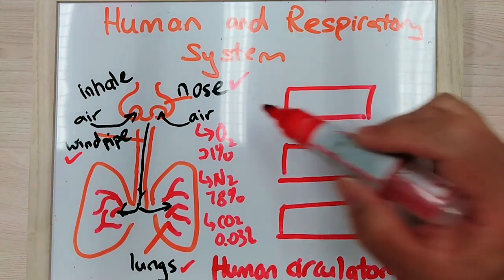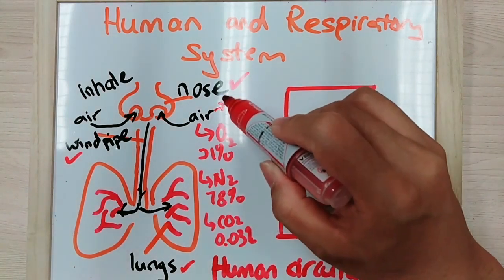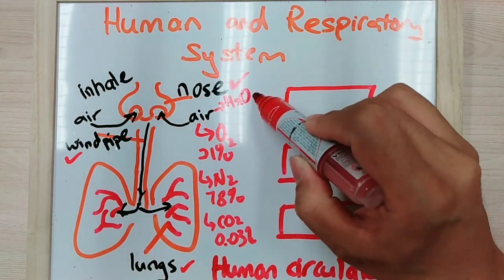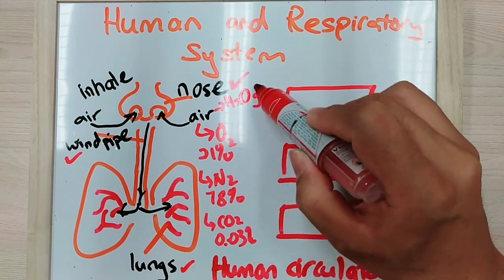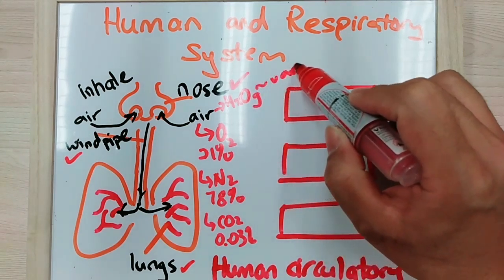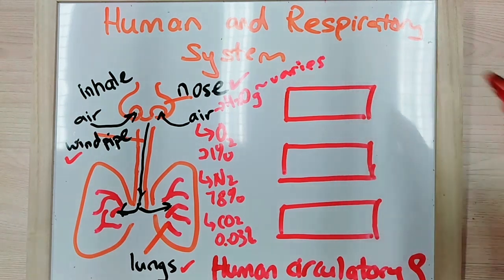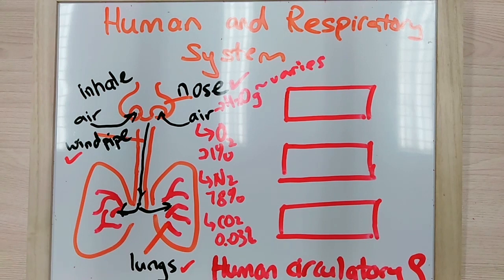And the amount of water vapor, I'll put H2O gas, water vapor. This amount varies. We're not quite sure how much water vapor there is in the air from place to place, because in a place that's surrounded by water, the amount of water vapor in the air will be much higher than a place that is very dry, say like the desert.